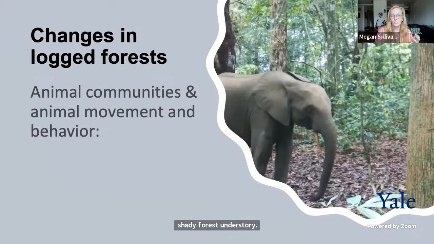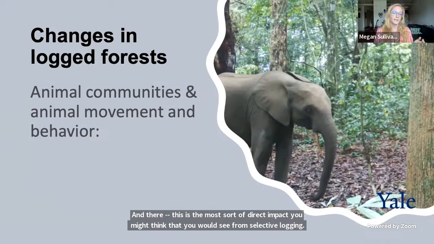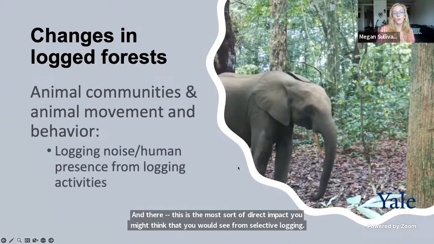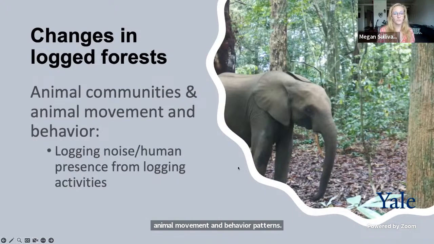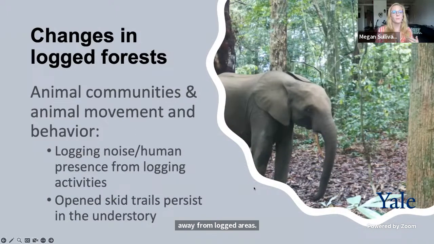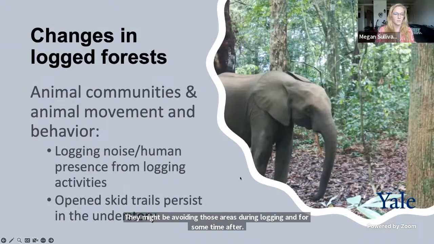We also have some indirect impacts that logging can have on ecosystems. So logging can affect animal communities and animal movement and behavior patterns. One of the reasons for this is that the logging noise and human presence from logging activities can scare animals away from logged areas. They might be avoiding those areas during logging and for some time after. But then also those open skid trails that persist in the understory open up the understory and might make the area more attractive for large mammals to move around in.